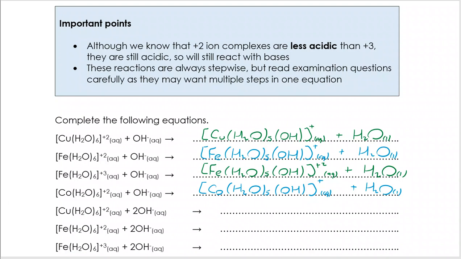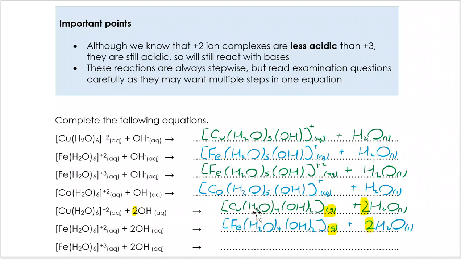The following 3 examples, we're adding more than 1 OH minus. This is not stepwise reactions. So, in this case, adding 2 OH minuses, we're going to end up with M(H2O)4(OH)2. We're remembering because that has no charge, that's now solid. And because we added 2 OH minus and liberated 2 hydrogen ions, that means we've made 2 H2O liquid. Very similar idea with the next one, Fe(H2O)4(OH)2, solid, no charge, and 2 H2O.